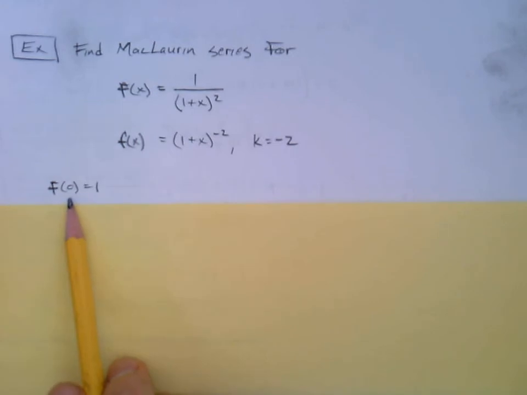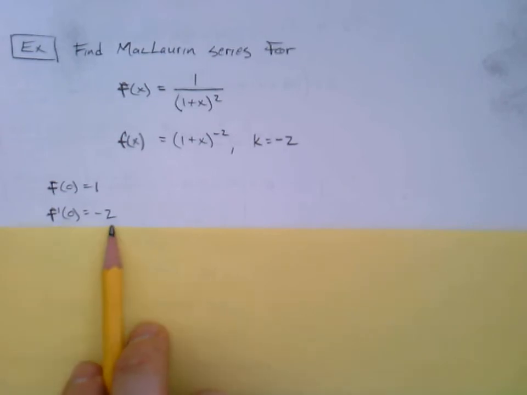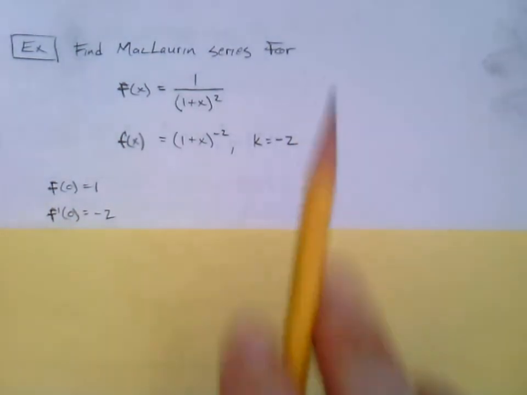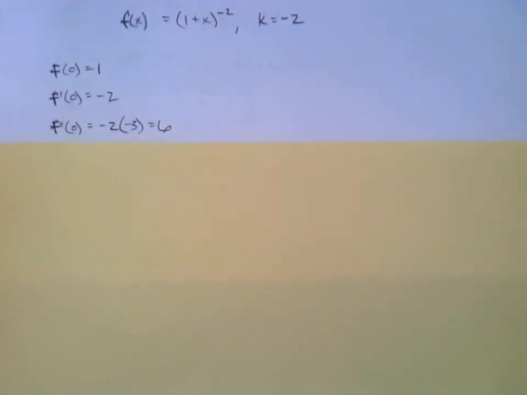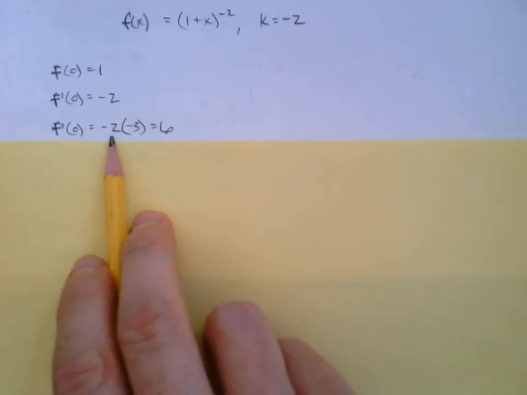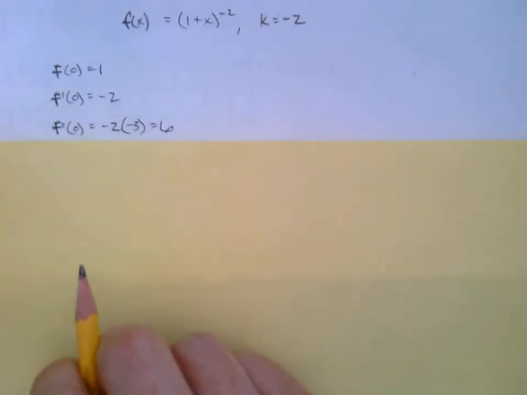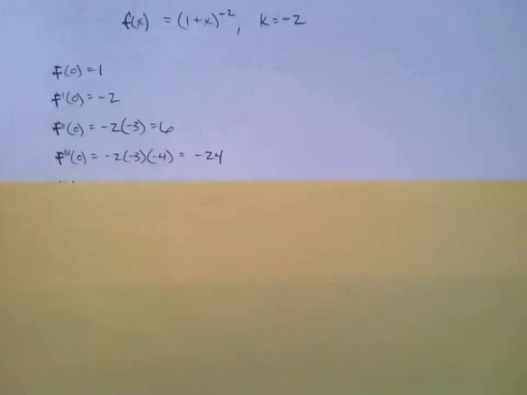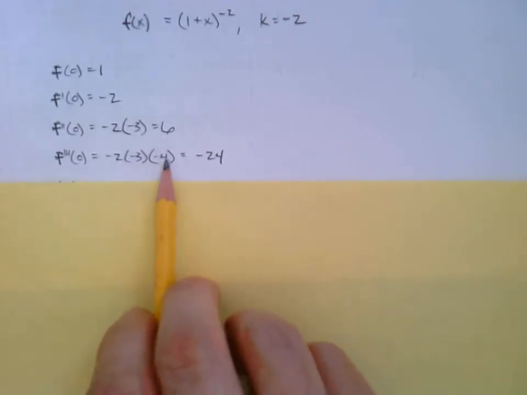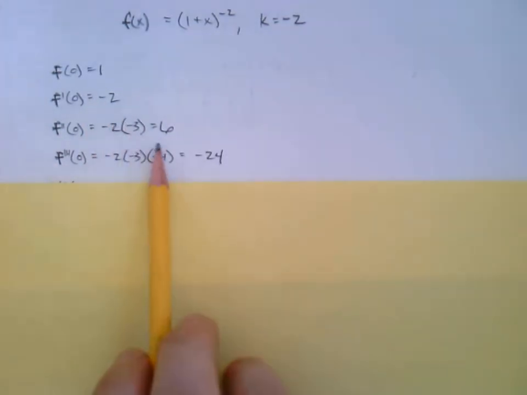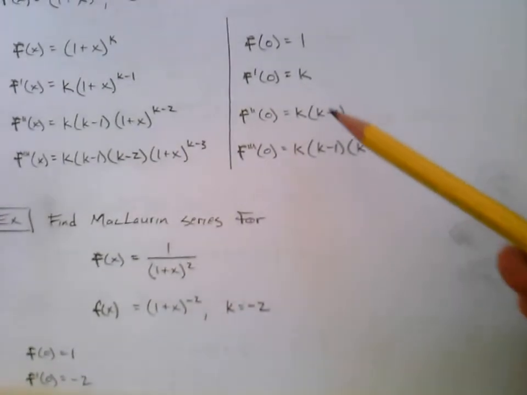So I know the original function at 0 is always going to be 1. The first derivative at 0 is always the value of k. I wish I could keep this all on the screen at the same time. The second derivative is k times k minus 1. So here that's negative 2 times negative 3. And let's stop at the third derivative. Negative 2 times negative 3 times negative 4, negative 24. So we've got 1, negative 2, 6, negative 24 by following our pattern here for the k's.